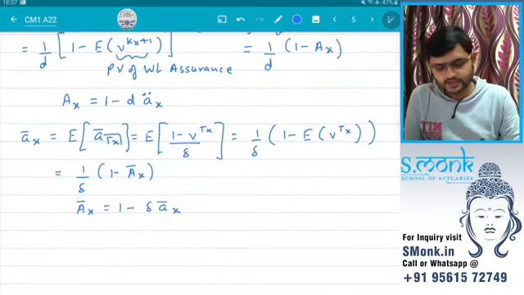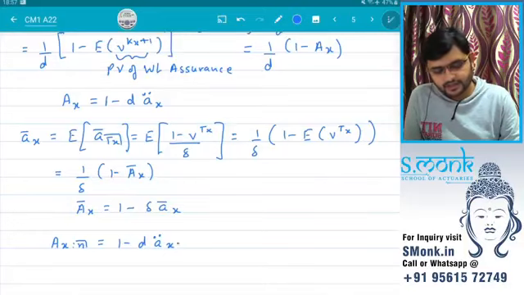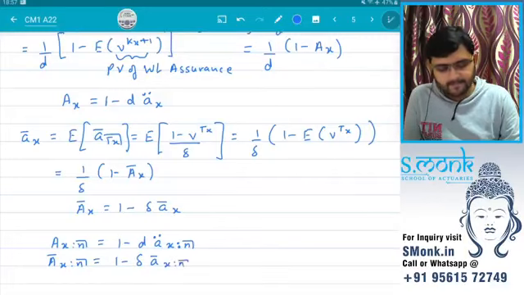Similarly, if I solve for other stuff, I will get a xn, that is our endowment value, will be 1 minus d times a double dot xn. Okay. And a bar xn will be 1 minus delta times a bar xn.